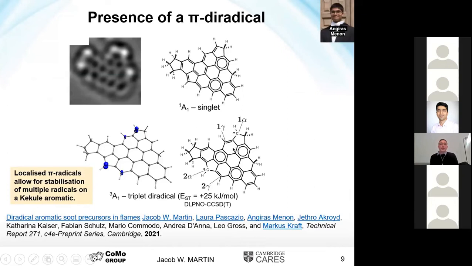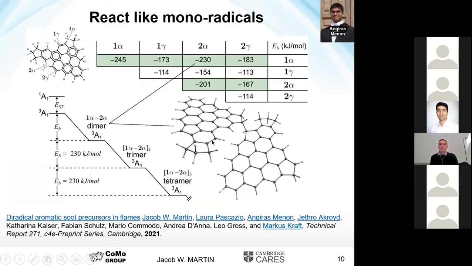And to my surprise, when we calculated the ground state of this, we found that the triplet is actually lower in energy than the singlet, which implies that this is a diradical in its ground state. And it's actually these localized pi radicals that make this possible, because the spin density you see here is very, very similar to what you see for the mono pi radical.